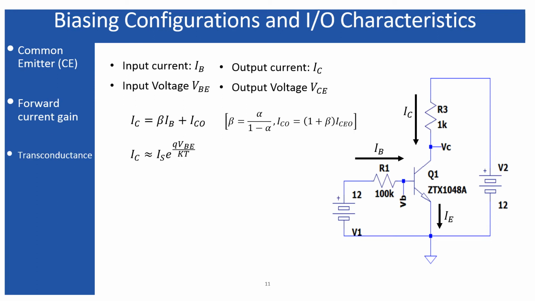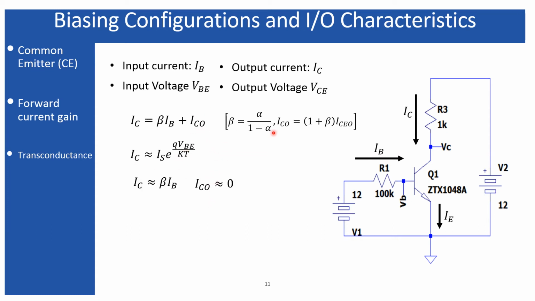For the common emitter configuration, I have used this symbol ICEO to denote that it is equal to 1 plus beta times ICO, while beta is denoted by alpha by 1 minus alpha. And one thing you can identify from here is that if alpha goes very close to unity, beta goes high. What is beta? Beta is nothing but the forward current gain in common emitter configuration. We will see. And this is another equation which relates the VBE input voltage in common emitter with the output current.